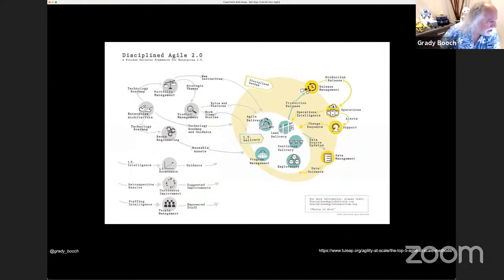Then we have the notion of Disciplined Agile, which I'm going to tell you honestly, Scott, love you dearly, I'm not sure I understand it exactly, but it in many ways is an attempt to take the best parts of a lot of different things, XP, Agile modeling, et cetera, et cetera.